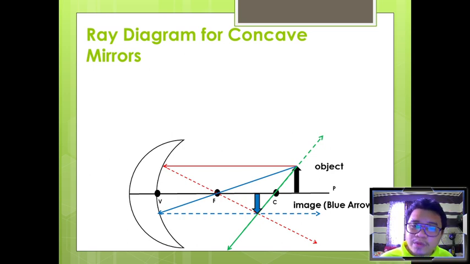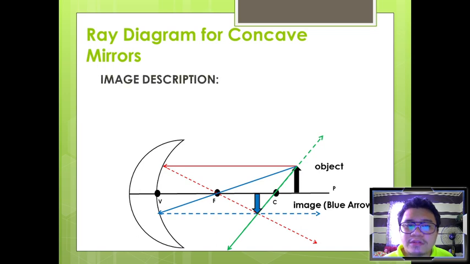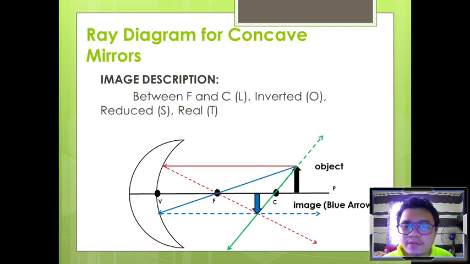As we discussed a while ago, we will follow what we call the LOST method, wherein L stands for location, O stands for orientation, S stands for the size, and T stands for the type of image. So, let's employ that. As you can see, I'm using the LOST method here, wherein the image location is between F and C because it's located midway between F and C, right?